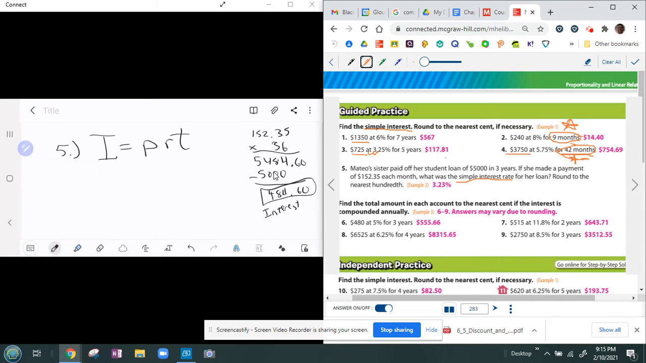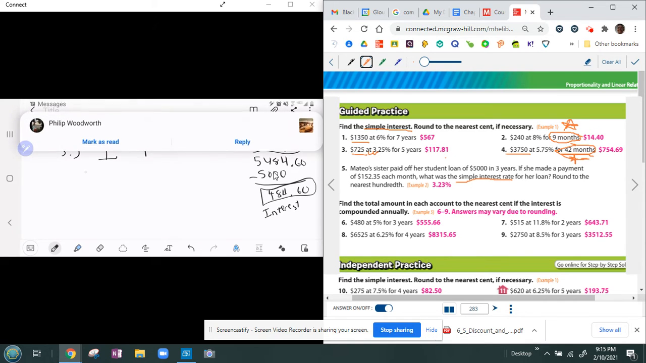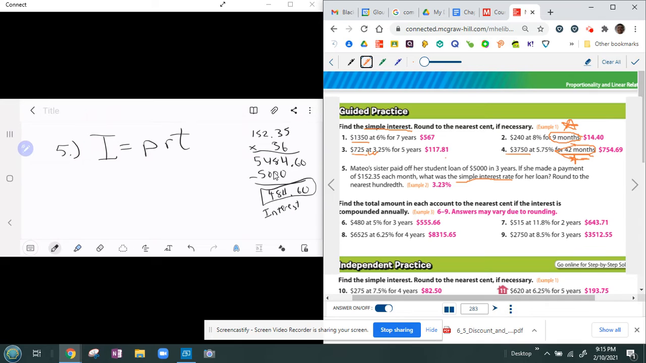So then what we can do here is we put that interest in for I. $484.60. Remember, we're looking for R, the interest rate. We know the principal, the amount that she initially borrowed, was $5,000. And the time we know is 3 years.